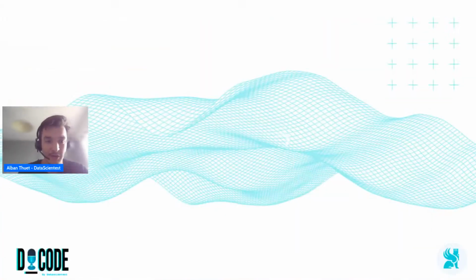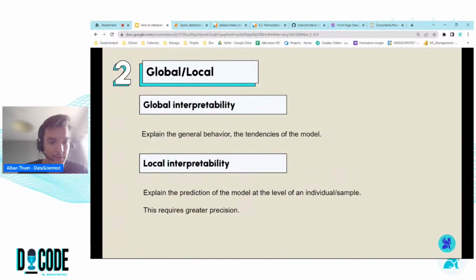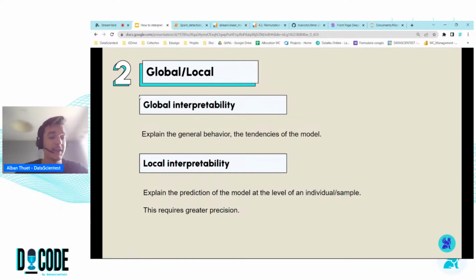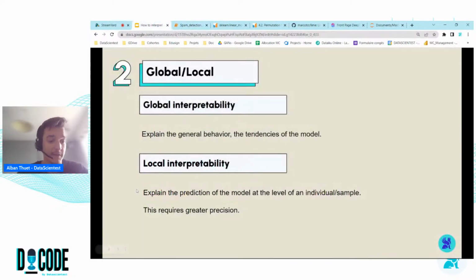So now that we are able to use an interpretability method, let's see what kind of interpretability method we used. We used a specific interpretability method because naive Bayes is very simple, so we were able to look directly inside the algorithm without using any agnostic method. What I'm showing here is the importance of the features generally speaking, so it's global interpretability. However, if I wanted to, I could see the importance of the features in one specific email, because I could see whether the word appears or not in the email and what the consequence is for the prediction.